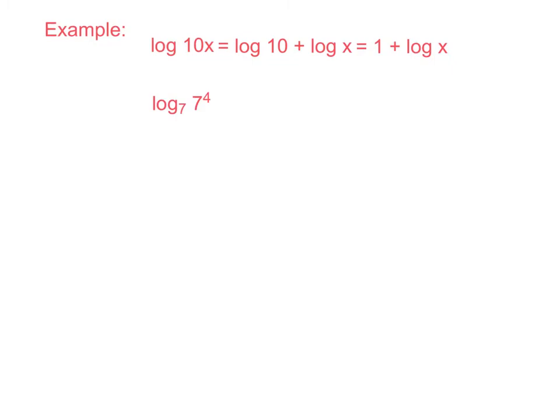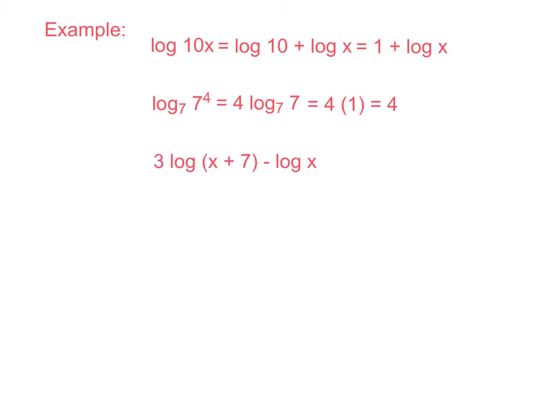Similarly, I could start with the log to the base 7 of 7 to the 4th and use the properties that I know and see where we could go from there. So using the power rule, I would get 4 times the log to the base 7 of 7, which would equal 4 times 1, or simply 4.